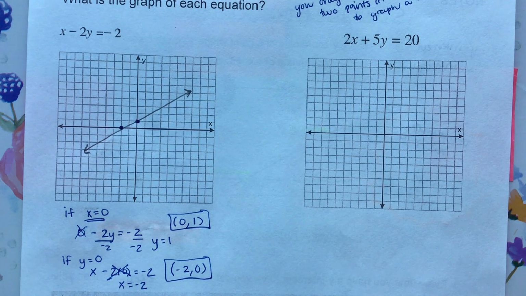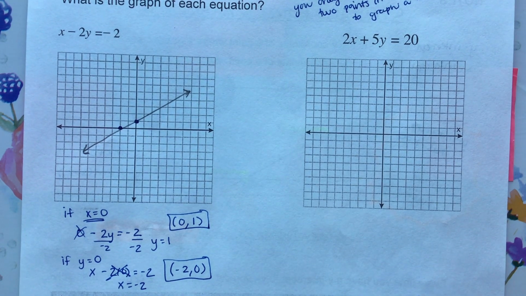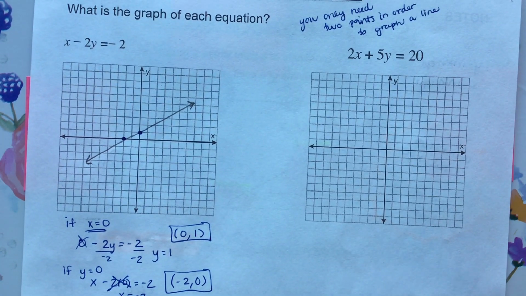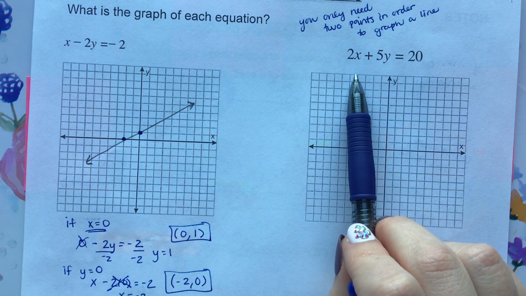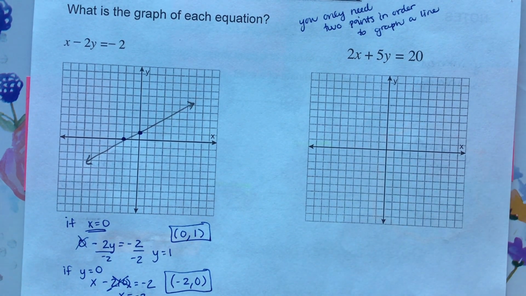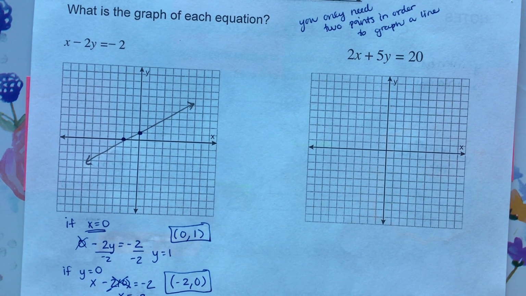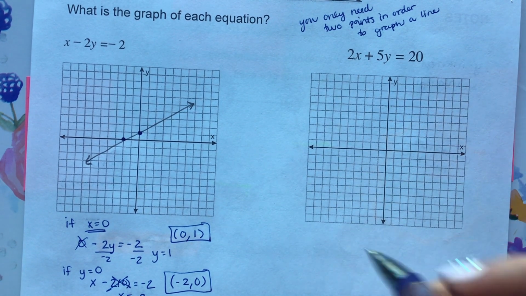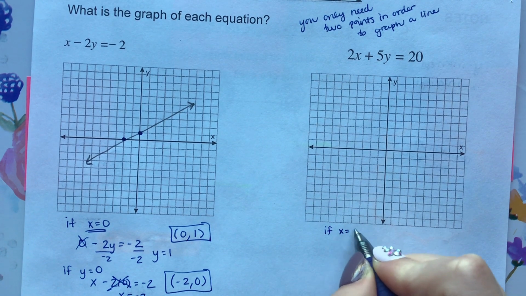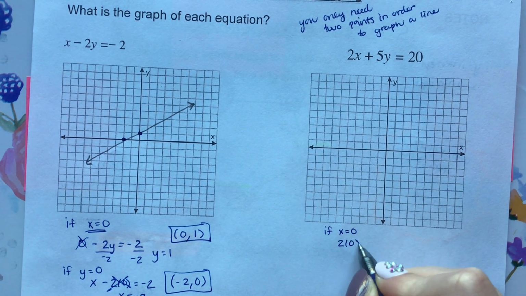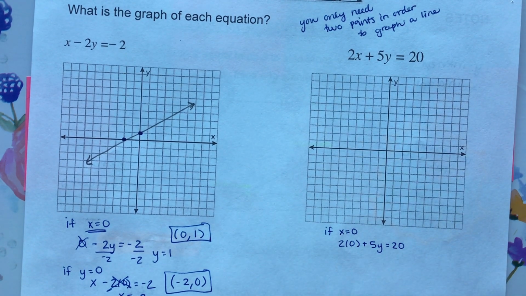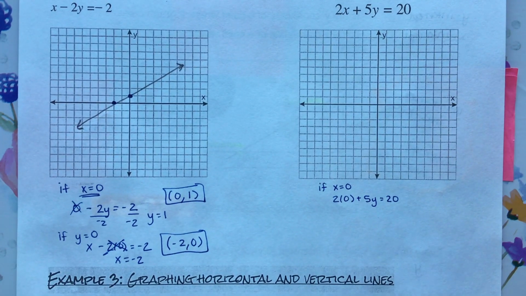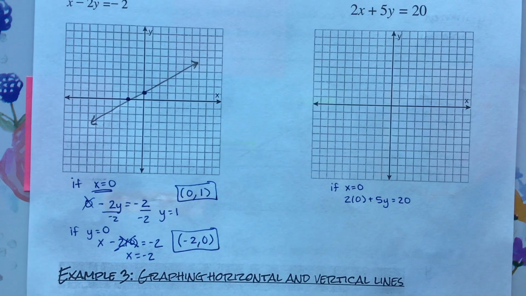And there's my line. Let's do that again over here. Once again, you can absolutely convert this into slope-intercept form if you choose, but I personally feel like we can easily find the intercepts. So I'm going to say if x equals 0, then it's going to be 2 times 0 plus 5y is equal to 20. I'm just pulling that straight from my equation up there.